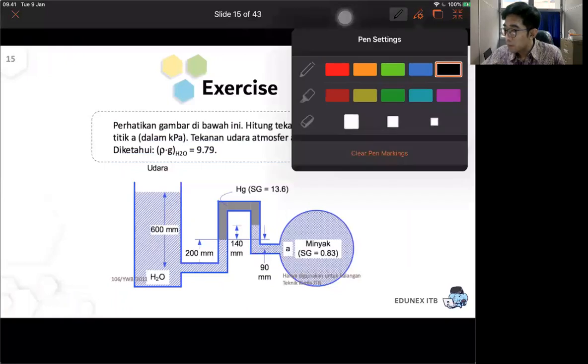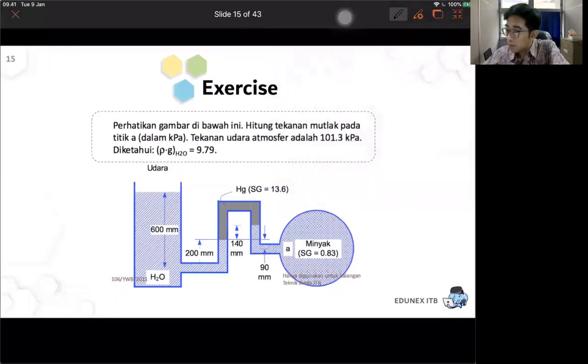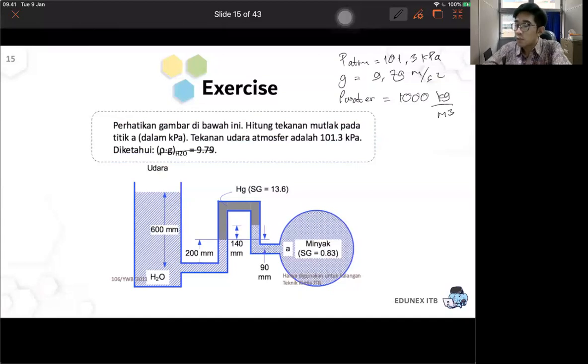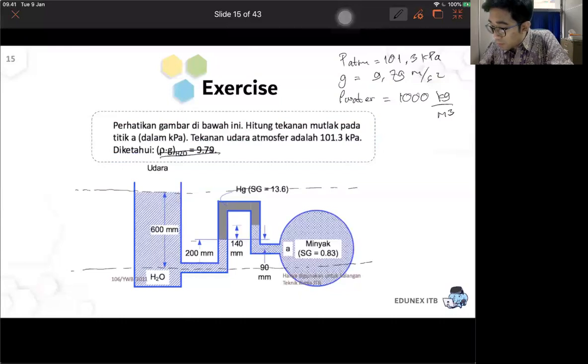Okay, same as the previous example. So here we know that the atmospheric pressure is 101.3 kilopascal, and then the gravity will be 9.79, and for the density of water you can use 1,000 kilograms per cubic meter. Just ignore this one, it's okay. Actually, from these figures you can put a horizontal line in this one and then in this one and also this one, also this one.